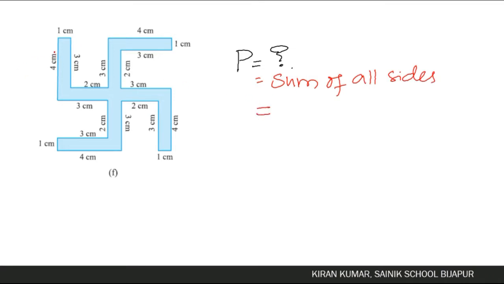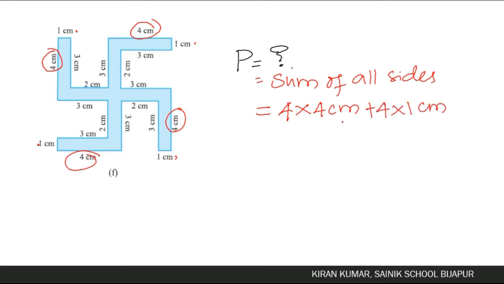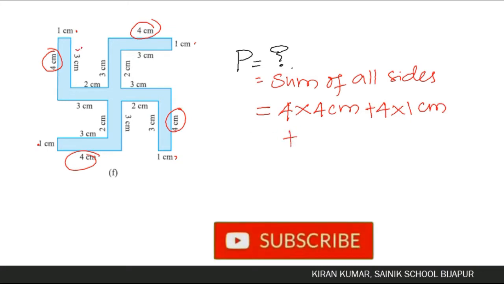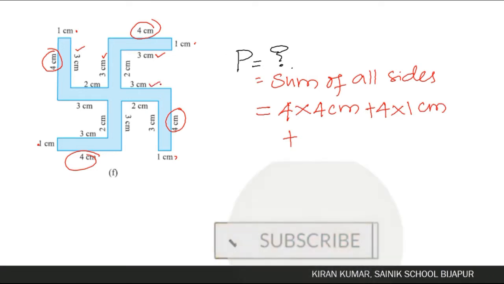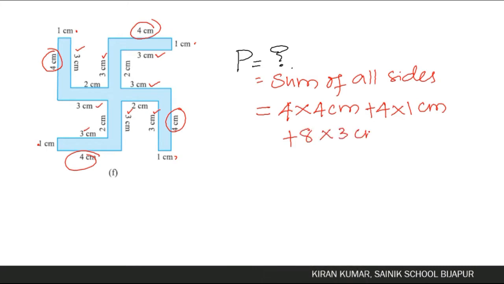Here, let's do it by counting. 4 centimeter, how many are there? I'll encircle that. Totally, there are 4 centimeters. So 4 times 4 centimeter plus how many 1 centimeters are there? 1, 2, 3, 4, 1 centimeters are there. So 4 times 1 centimeter plus how many 3 centimeters are there? 1, 2, 3, 4, 5, 6, 7, 8, totally 8 3 centimeters are there, plus how many 2 centimeters are there? 1, 2, 3, 4. There are 4 2 centimeters.